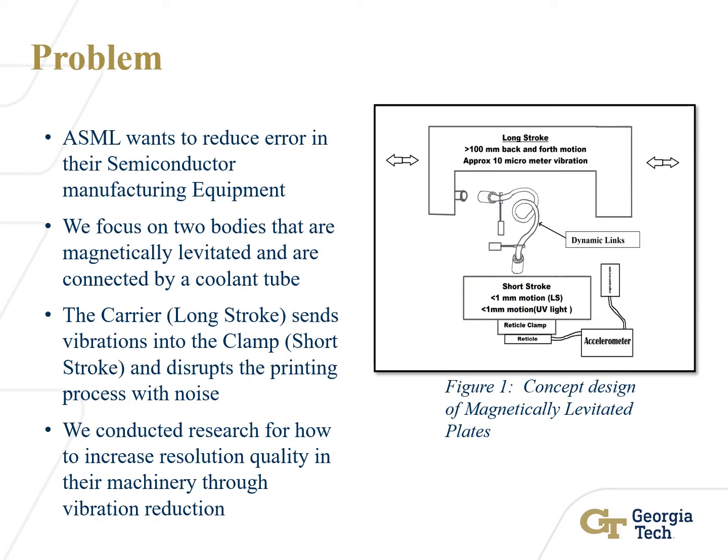Depicted in this diagram, the vibration across the long stroke travels through the dynamic link, which is transmitting the coolant through it, and it disrupts the short stroke, which increases the vibrations inside the machine and thereby reduces its accuracy. And right now we have developed solutions in order to reduce the vibration being transmitted.